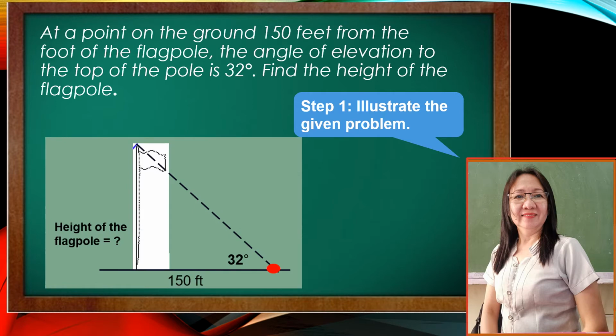So this is the illustration. We have here 150 feet from the foot of the flagpole. This is the starting point. And then we have 32 degrees. This is the angle of elevation to the top of the flagpole. And we are asked to find the height of the flagpole. So this is the unknown in the problem.